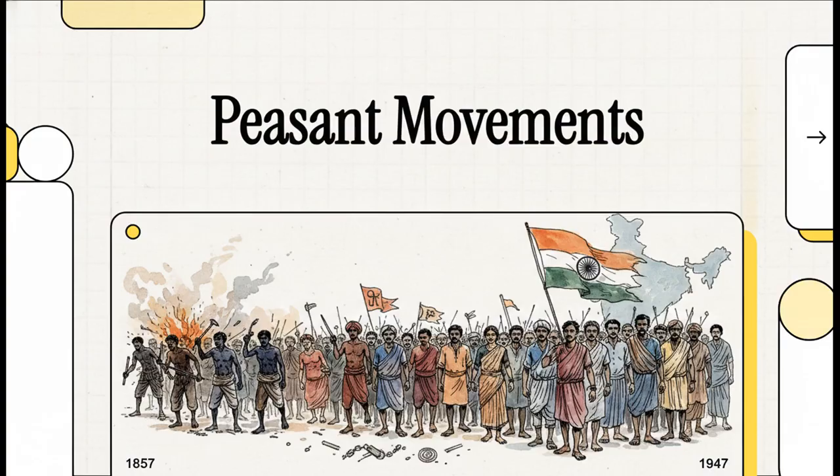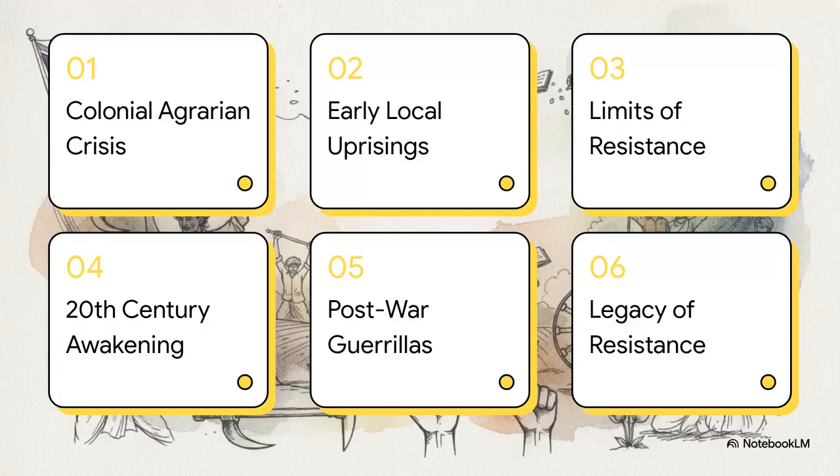Let's get started. To make sense of this massive, complex web of revolts, we're going to follow a logical, chronological journey. We'll start with the colonial agrarian crisis, move right into early localized peasant uprisings, and look at the limits of early resistance. After that, we'll hit the 20th century political awakening, dive into post-war guerrilla movements, and finally wrap up with the legacy of resistance.